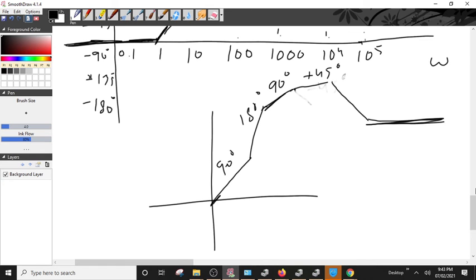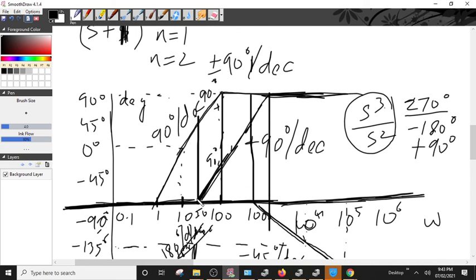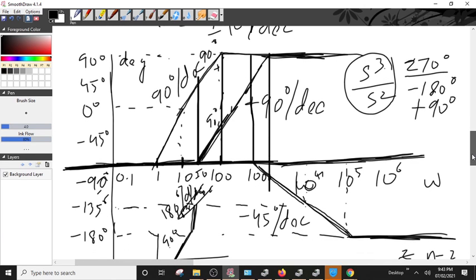Let me just repeat it again because I think this is important to understand. So we want to add these three curves. We have one curve from this point to this point, another curve from this point to this point, and another curve from this point to this point. I hope that you know how to draw all these individual curves. That was not difficult, but to add them graphically it's a little bit complex.